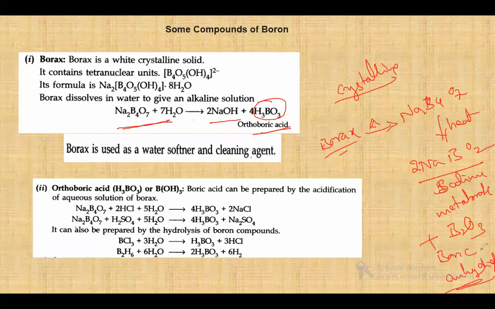So borax on decomposition gives Na2B4O7, meaning the water molecules are lost. After losing the H2O molecules it forms Na2B4O7. Further heating forms 2 NaBO2. NaBO2 is called sodium metaborate, along with the formation of B2O3. Borax is used as a water softener and a cleaning agent.